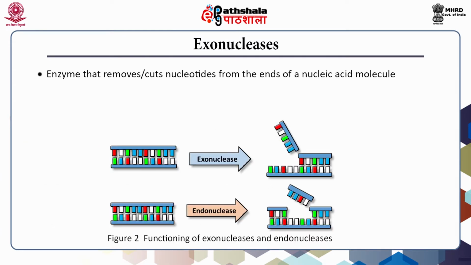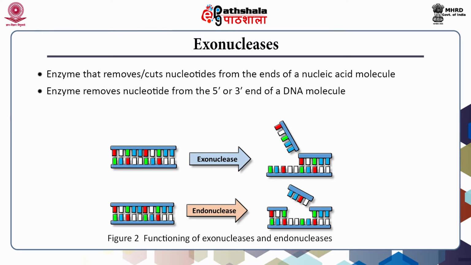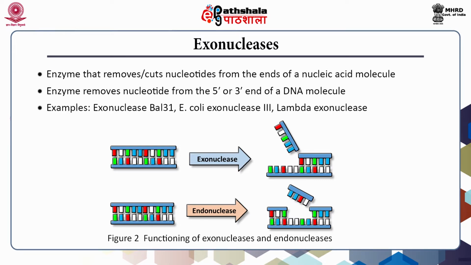Exonucleases remove or cut nucleotides from the ends of a nucleic acid sequence. The enzyme removes nucleotides from the 5' or 3' end of a DNA sequence. Unlike endonucleases, these never produce internal cuts within the DNA molecule. Examples of some of the exonucleases used in recombinant DNA technology are Exonuclease Bal31, E. coli Exonuclease 3, Lambda Exonuclease. The functioning of exonucleases and endonucleases is depicted in the diagram.